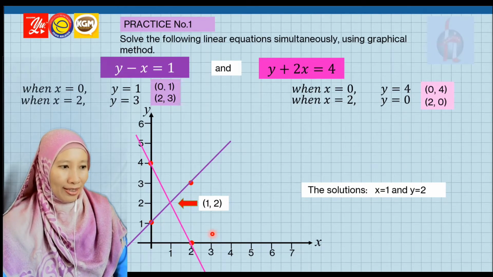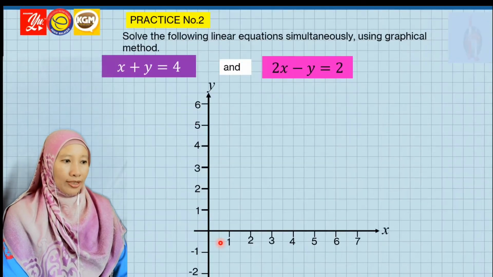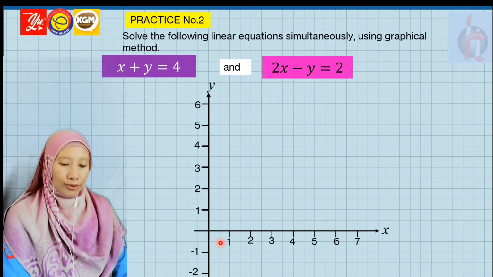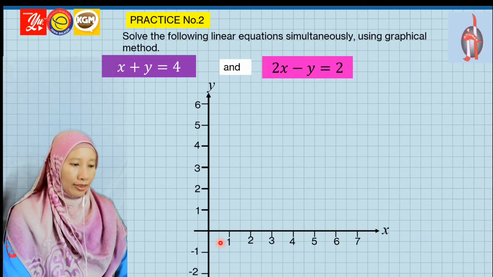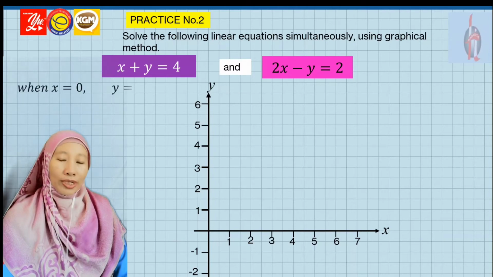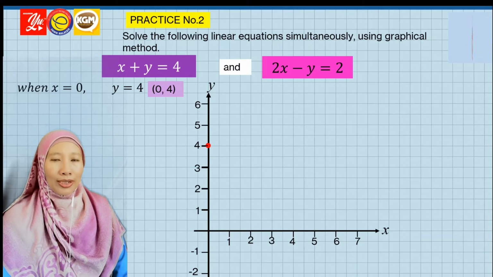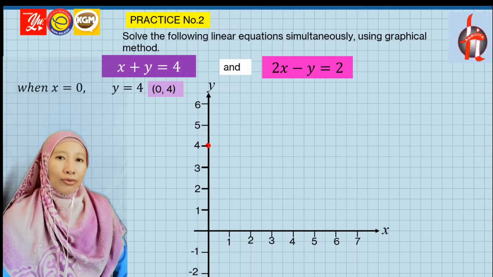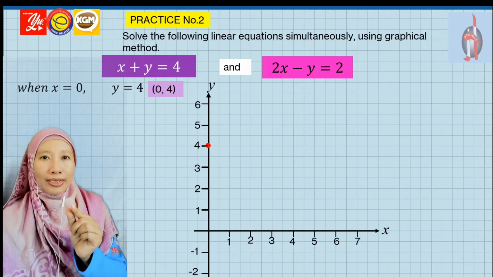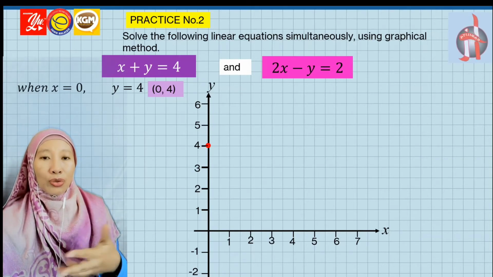Okay, let's try another practice. Practice number 2. We have the equations x plus y equals 4 and 2x minus y equals 2. Let's find the first coordinate for the purple equation. If you notice in my examples, I always choose x equals 0. Yes, indeed, we usually choose the simplest value so that it's easy to calculate and you can do it mentally.